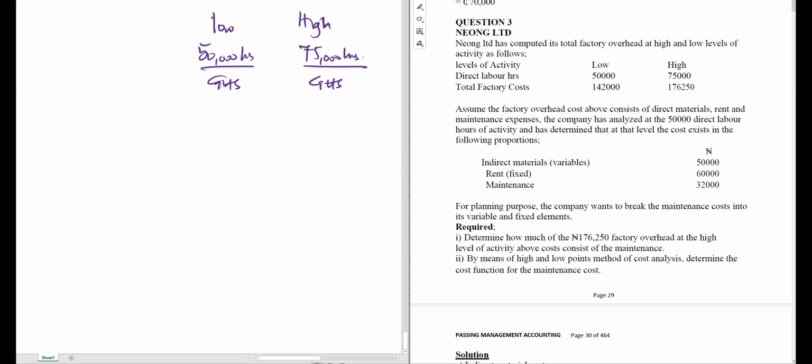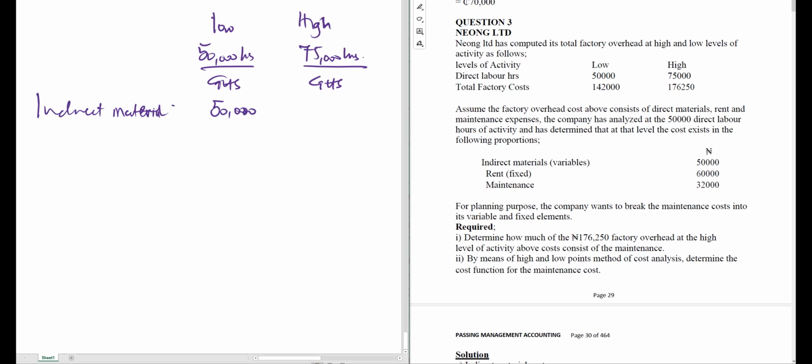So give me the breakdown. Indirect material was how much? 50,000. 50,000 naira. It was 50,000. I've just made it Ghana cedis, right?